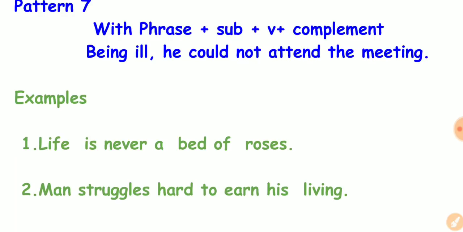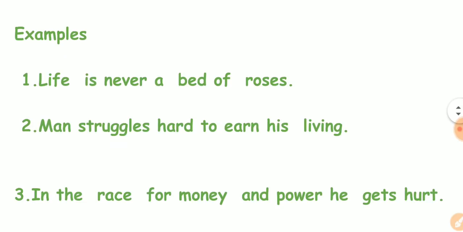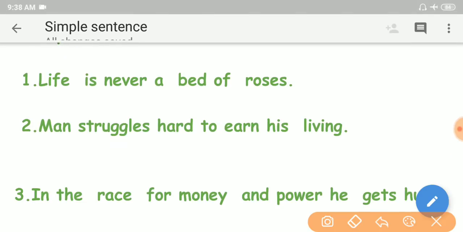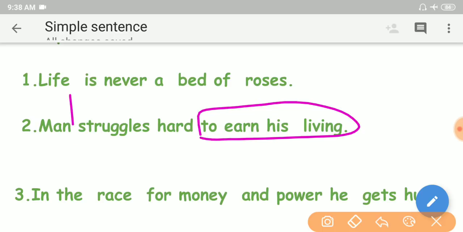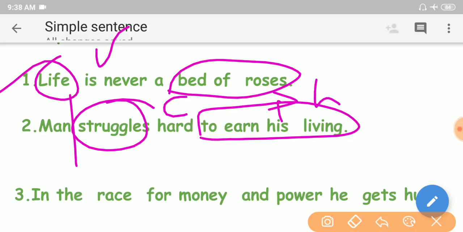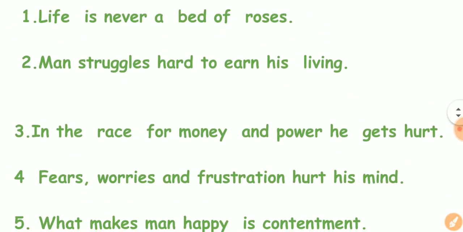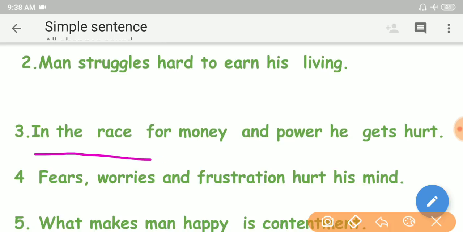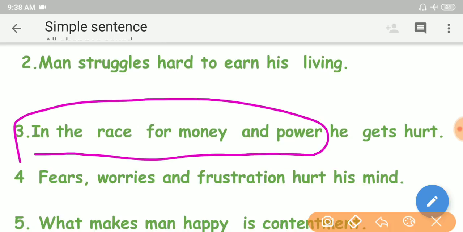Life is never a bed of roses. Man struggles hard to earn money. See here, to earn money is a complement. Subject, verb, complement. To earn his living is a phrase. Life is subject, verb and phrase. Next, at the same time, in the race of money and power. In the race of money and power is the phrase, my dear friends.